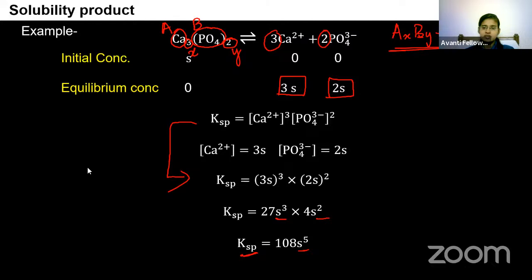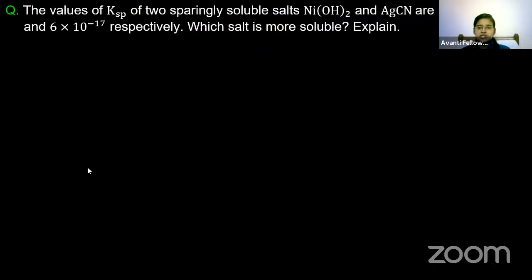Okay. So let's take a question. The values of KSP of two sparingly soluble salts are given. Nickel hydroxide and silver cyanide. Which salt is more soluble and explain? So how to proceed? The KSP value is given. We have to find out which is more soluble. Okay. So let me proceed.